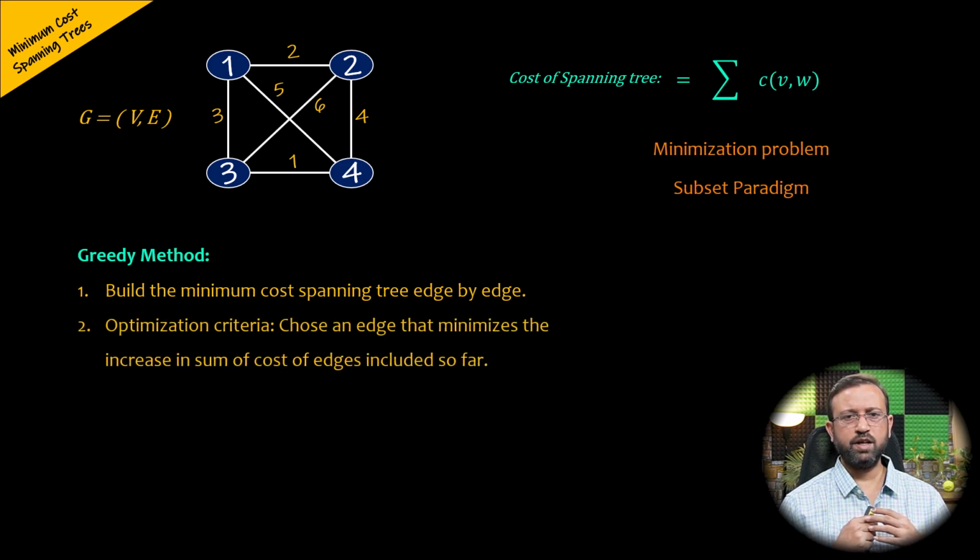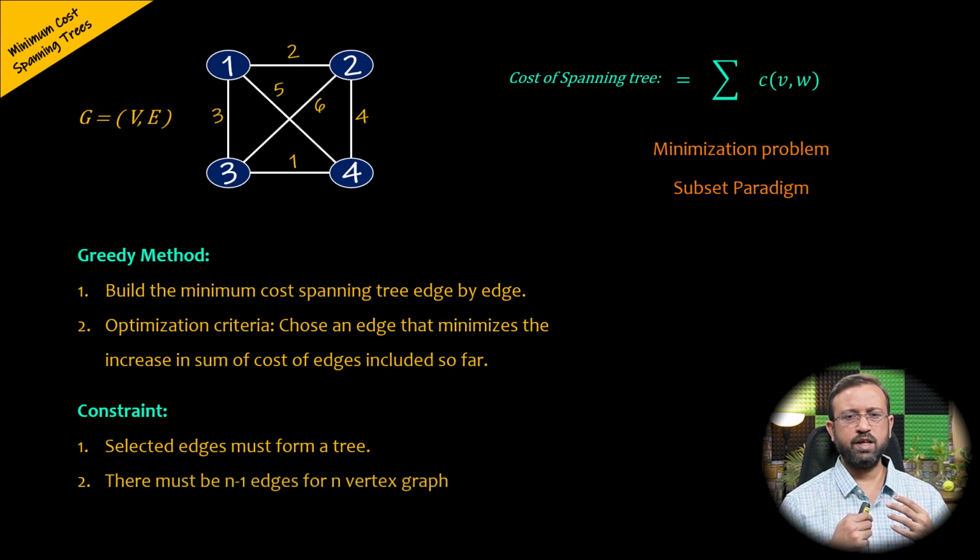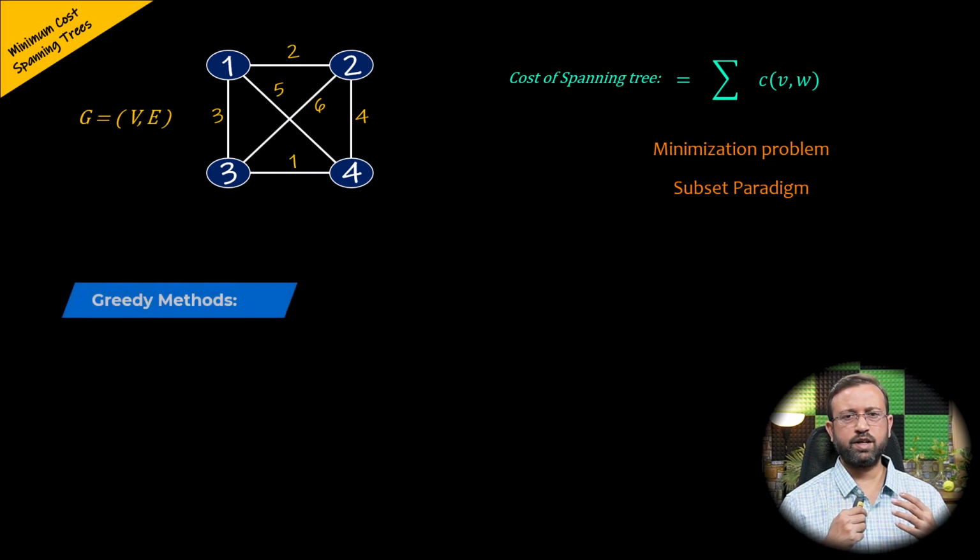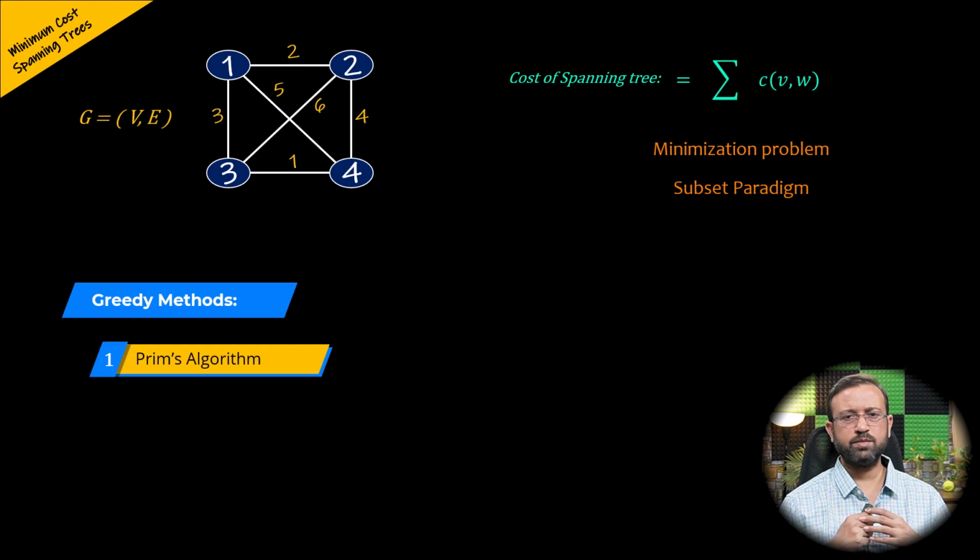The optimization criterion is to choose an edge that minimizes the increase in the sum of the cost of edges already included in the spanning tree so far. The constraint is that the selected edges must form a tree, and there must be n-1 edges for an n-vertex graph. There are two approaches of constructing a minimum cost spanning tree using the greedy method. The first approach is Prim's algorithm. The other approach is Kruskal's algorithm.